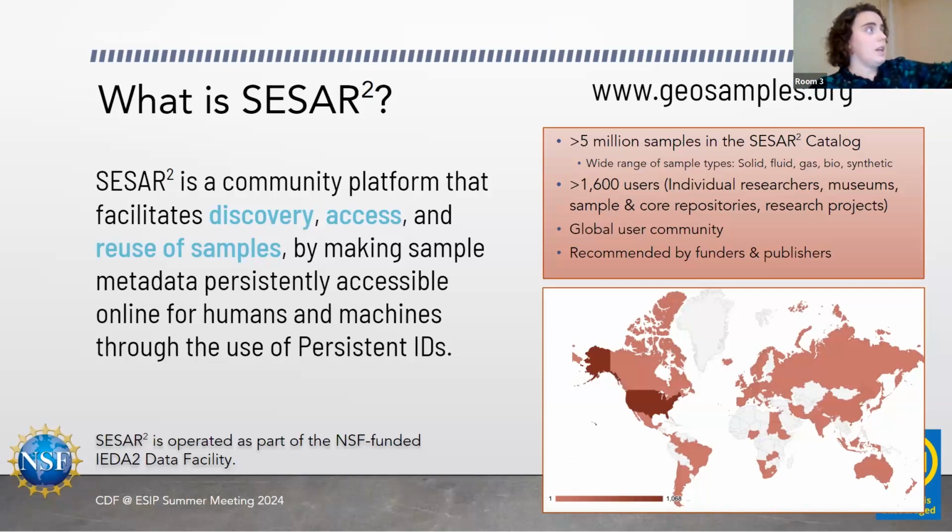We have to date over 5 million samples registered in the CSAR catalog, and this extends broadly beyond rocks, but also includes fluids, gases, biological materials, synthetic experimental materials. We have more than 1,600 users worldwide, and this ranges from individual PIs or researchers to entire museum collections and managed collections, sample and core repositories, and so on. And so we're really proud that we have a global user community. You can see the distribution on the map here. And we're also recommended by funders and publishers.